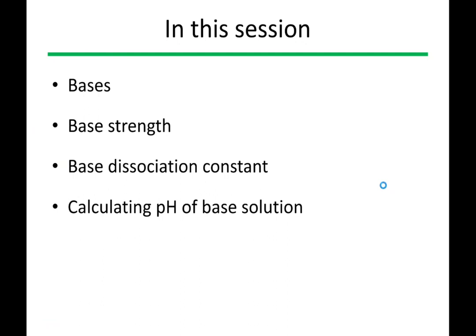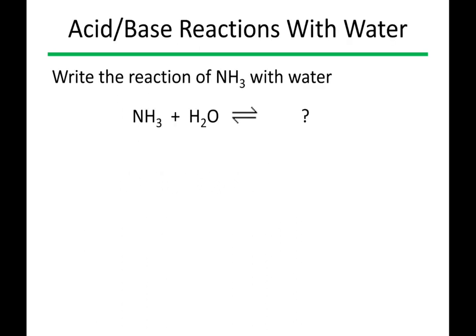In this video, we'll look more about bases and base strength and talk about the base dissociation constant and calculating the pH of a solution made from a base. Okay, so let's look first at this reaction of NH3 plus water and how we might write this.